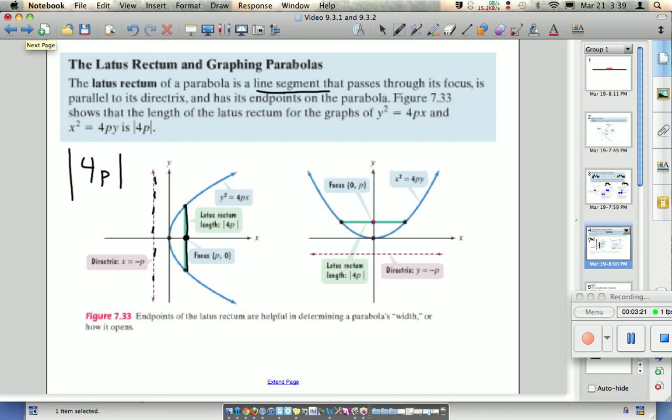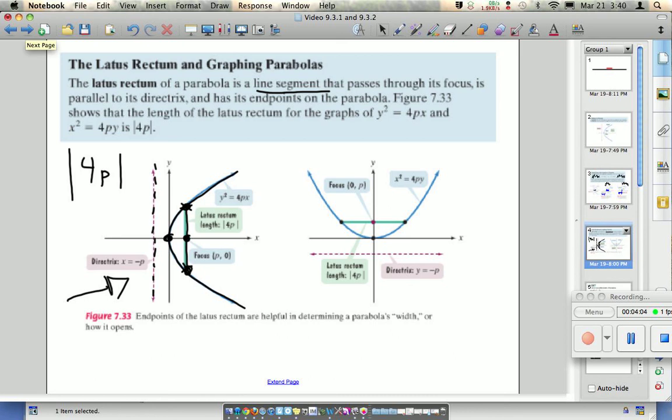In case p is negative, which we'll see on occasion, the length is always 4 times p in absolute value, so the actual size of 4p. And this is nice because it allows us to get 2 more points to graph the parabola. When you graph a parabola, you're going to graph the directrix, the focus, and then the curve. The curve will need 3 points: the vertex and the 2 points that are the endpoints of the latus rectum. Everything you see in black on this graph is what you would have to graph in order to make a proper graph of a parabola in standard form.